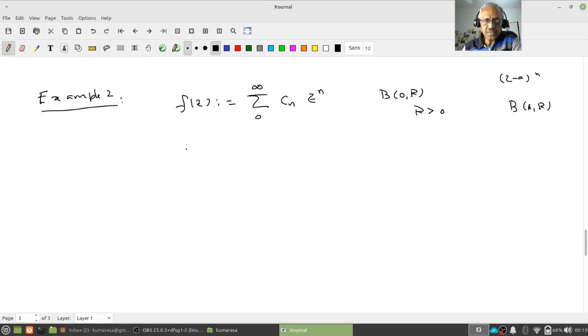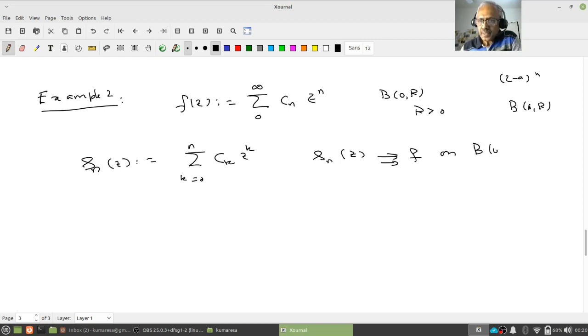But that's not important. What we know is the following: if I denote by Sn of z equal to the summation of ck z power k, k equal to 0 to n, then this is a polynomial. This polynomial converges uniformly to f on any B(0, rho), 0 less than rho less than R. This means uniformly. This is my standard notation, right?